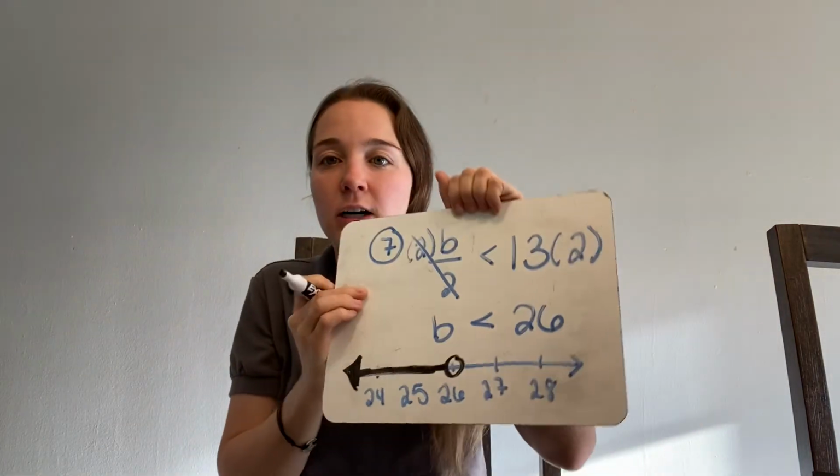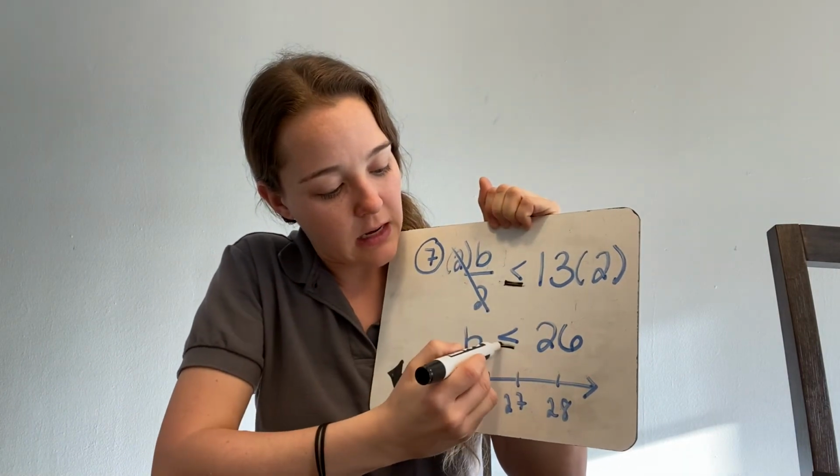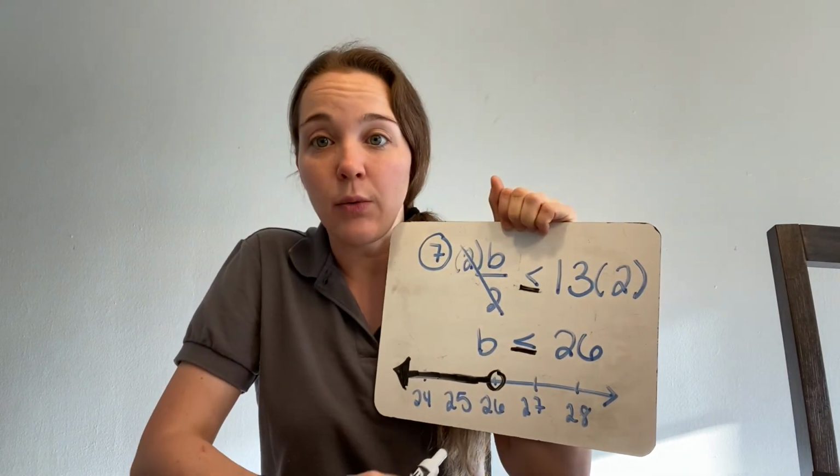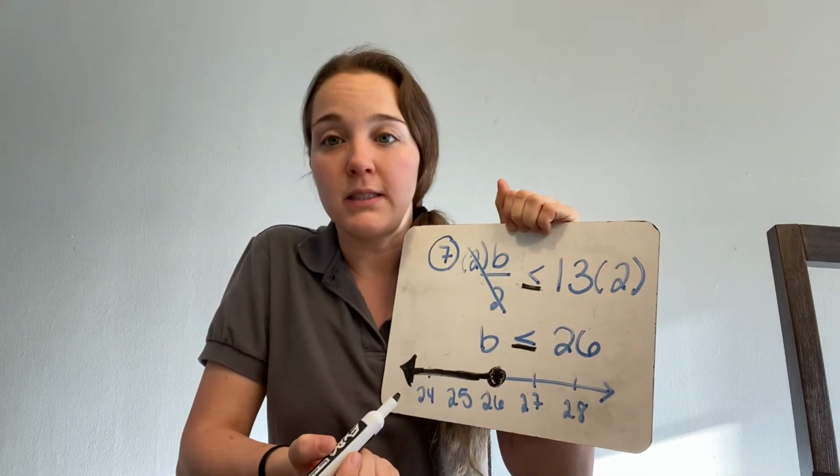Now, if all along that had been less than or equal to, then it would include this and we could shade that in at the end. But it wasn't less than or equal to, which is why it was an open circle.